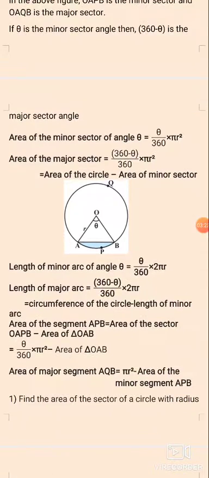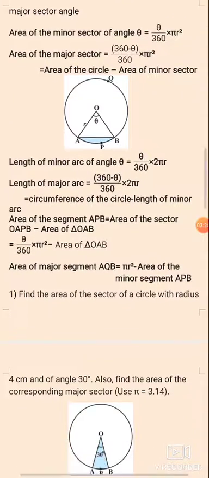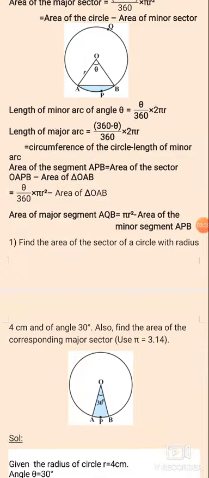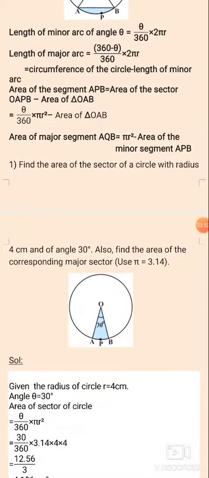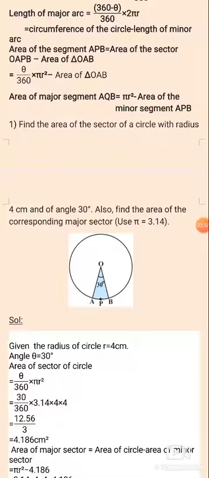Now we can move to the problems. Find the area of the sector of a circle with a radius 4 cm and of angle 30 degree. Also find the area of the corresponding major sector. So here we need to find out minor sector and also major sector. If it is sector only, it is the minor sector. Now the sector angle is 30 degree and the radius is 4 cm. Now area of the sector is equal to theta by 360 into pi r square.